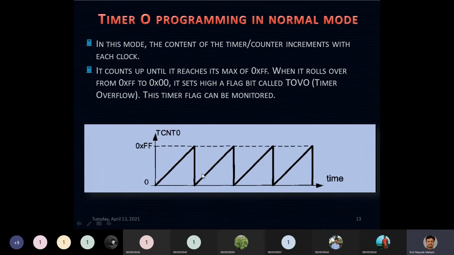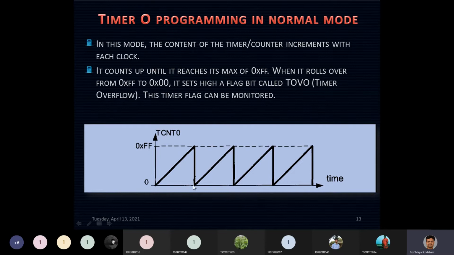So this is the timing diagram of your timer counter register. It will increment with every clock, and finally it will reach FF, and suddenly it will roll over to 00. And when this happens, at this peak, your TOV flag is supposed to be raised. So every time it will go from 00 to FF, then roll back to 00, again go from 00 to FF, and roll back to 00.